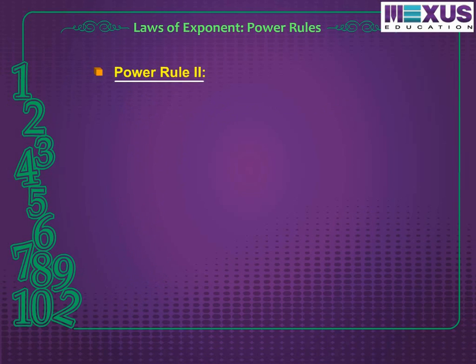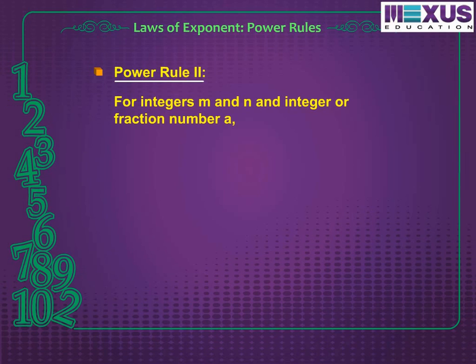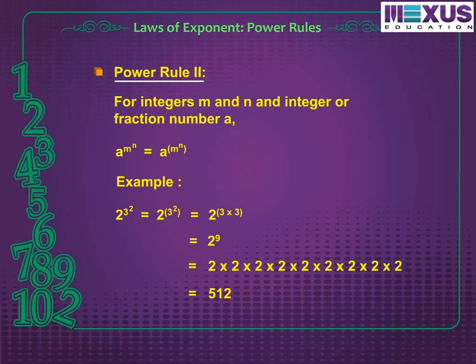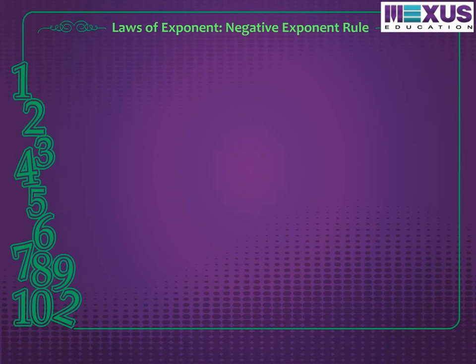Power rule 2. For any integers m and n, an integer or fraction number a raised to power of m raised to power of n is equal to a to the power of m raised to n. That is, first calculate m raised to n, then a raised to their answer. Example: 2 raised to 3 raised to 2 equals 2 raised to 9, equals 512.